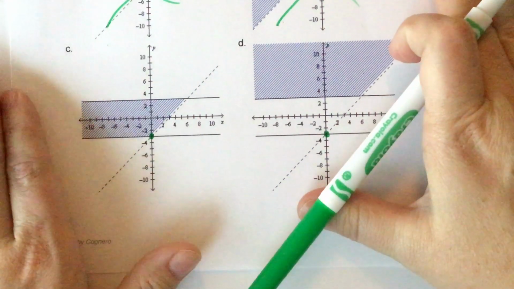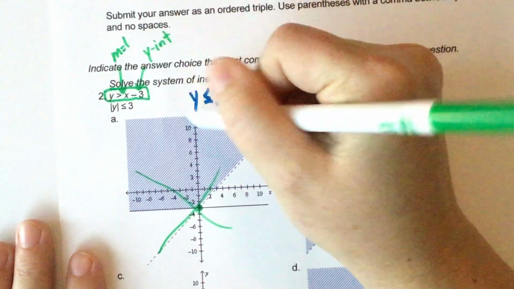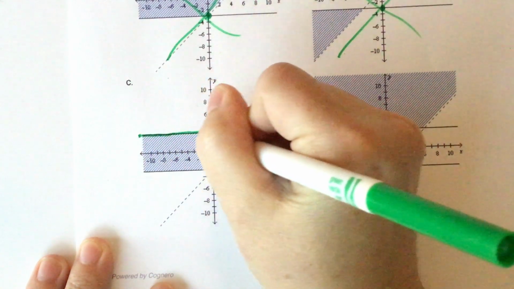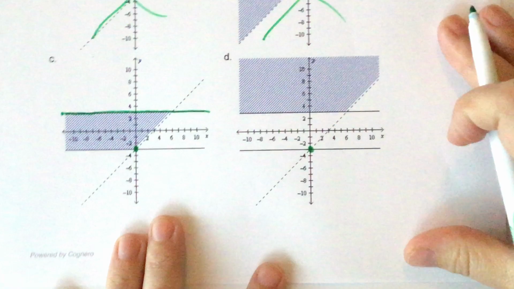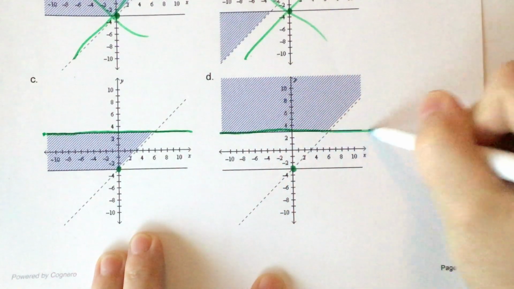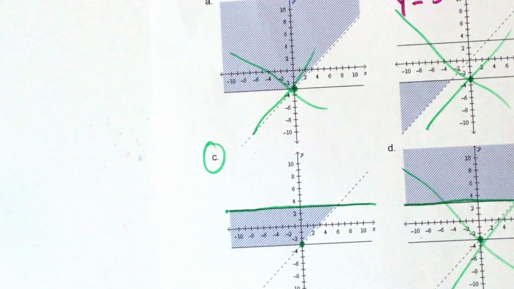Okay, so now I got to pay attention to symbols. So this one shades below the +3. So let's see. If I go to where y is equal to 3, is the shading below it? Yes. If I go to this one where y is 3, is the shading that you see below it? Nope. So D's out. So that means our winner chicken dinner is answer choice C.